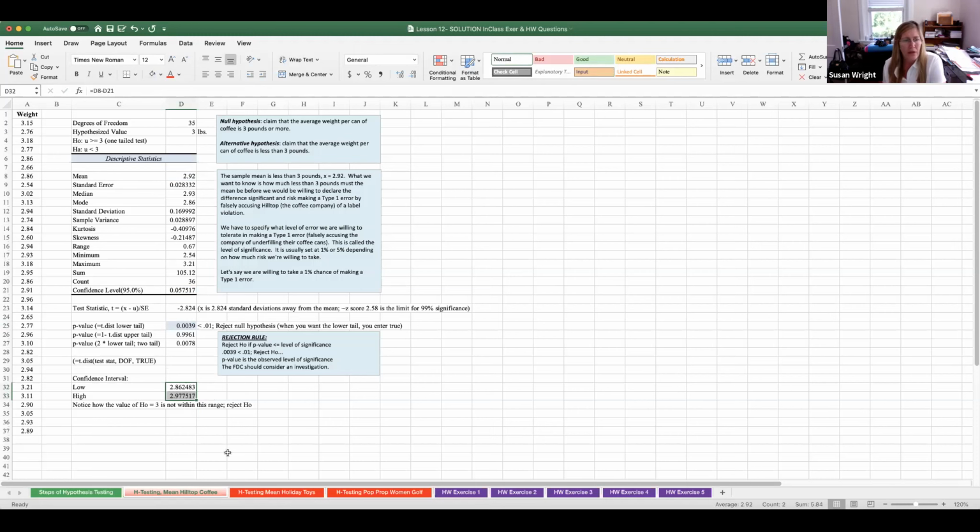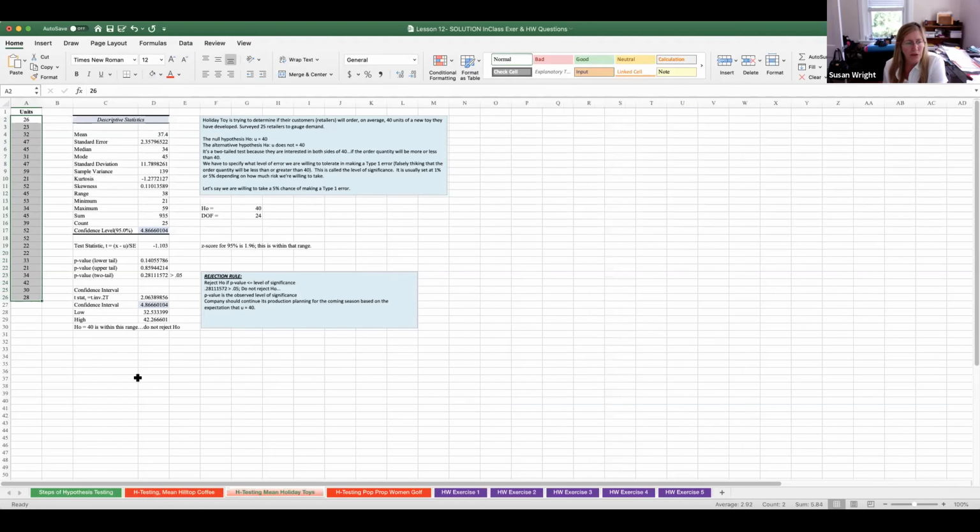Makes sense. Okay, and let's look at this one, the mean holiday toys. Same idea. Except this one, we're testing whether or not we expect these retailers. So here's the data. We got 25 samples. They were surveys. And we asked our customers how many units they would order of this new toy we are building for the holiday season. And so this is what they told us, these many toys. The average of that was 37.4. What we're testing is the average of 40. So we're trying to determine if the customers will order on average 40 units of a new toy that they've developed. And we don't care if it's more or less, so that's why this is a two-tailed test, right?